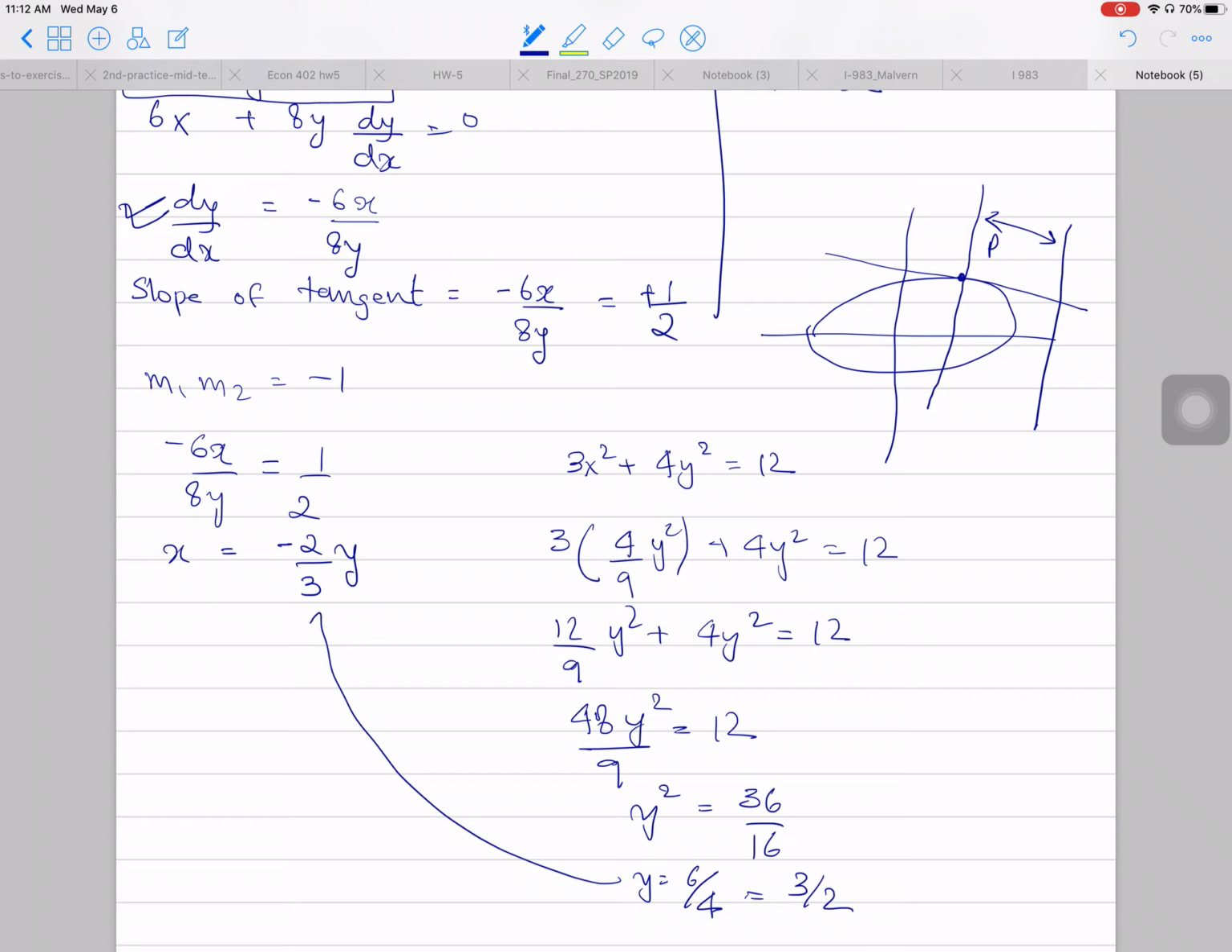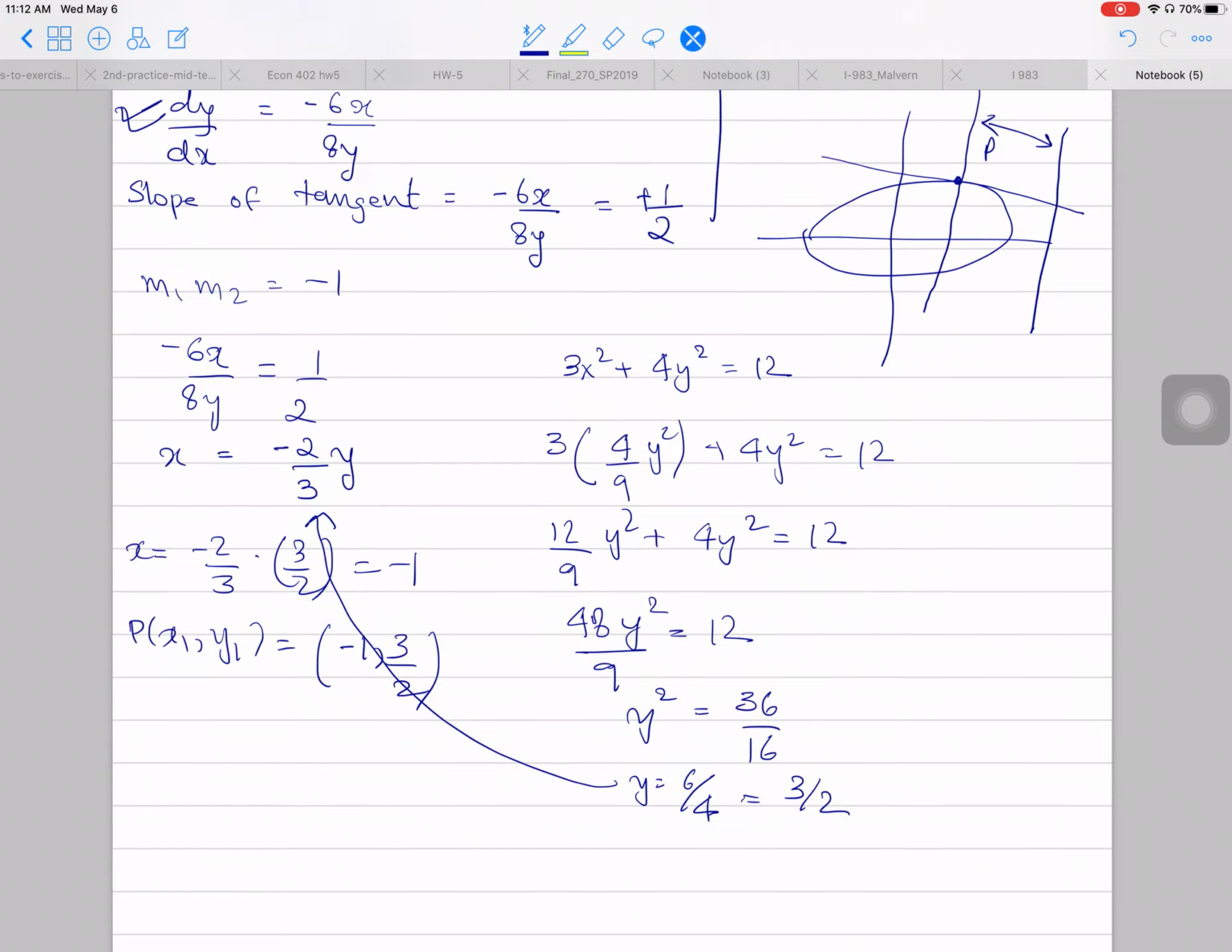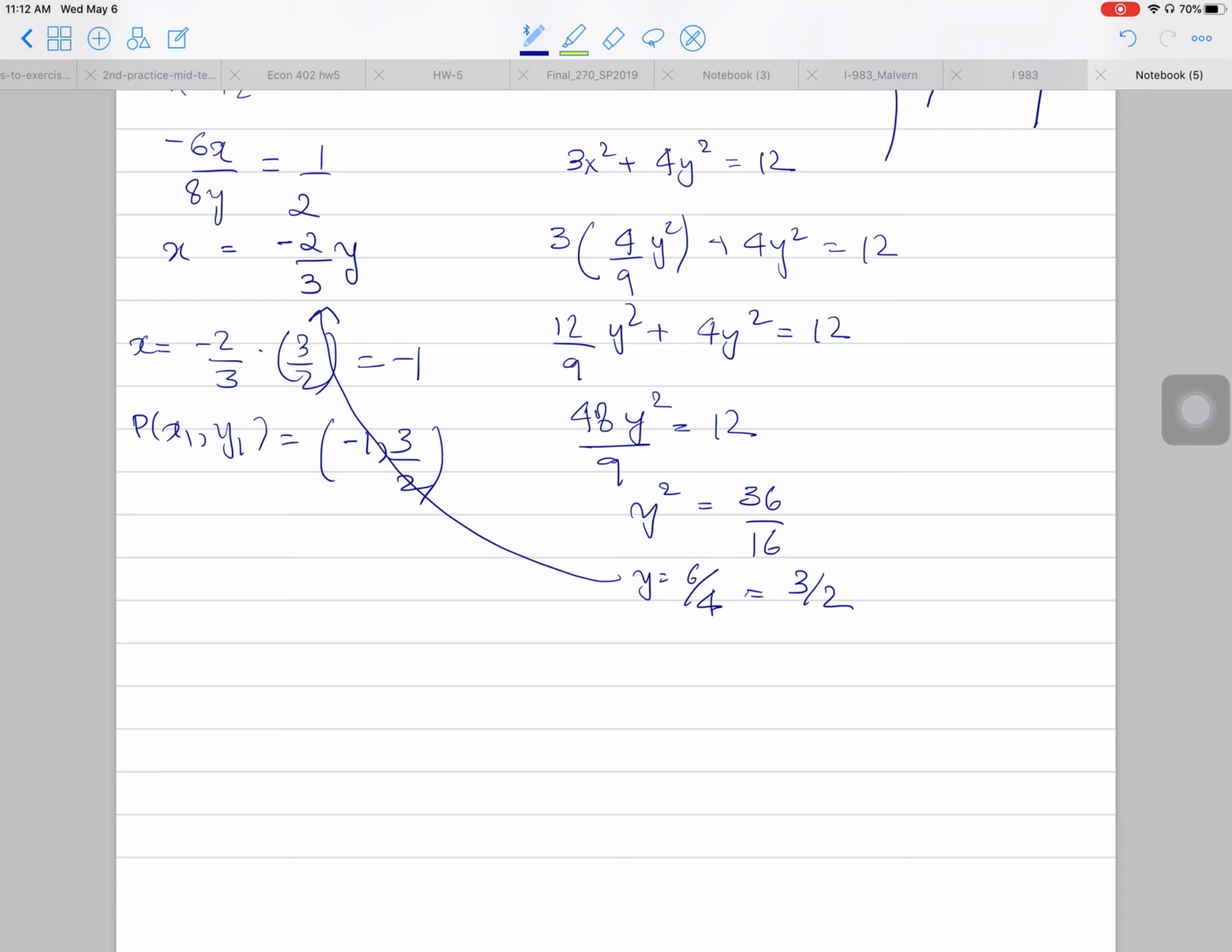Plugging in this value of y back into x, we get x equals minus 1. So our initial point P, which was x1, y1, is (-1, 3/2). So now we have point P and point Q. Finding the distance between them should be pretty straightforward using the distance formula. So we have point Q, (4, 4).